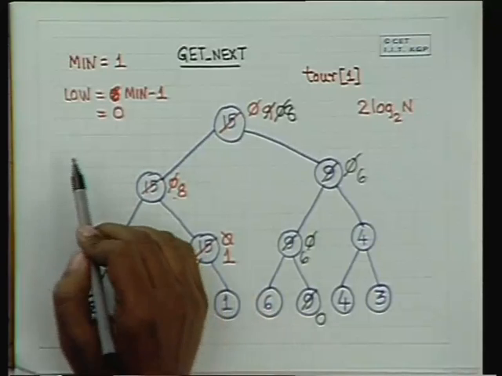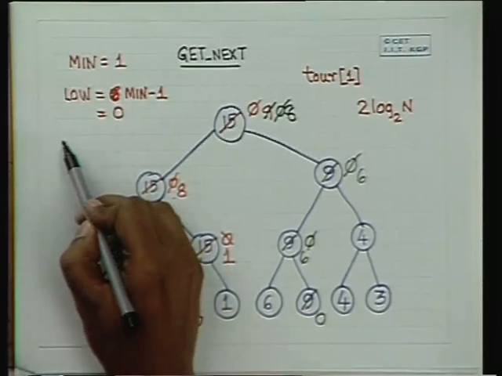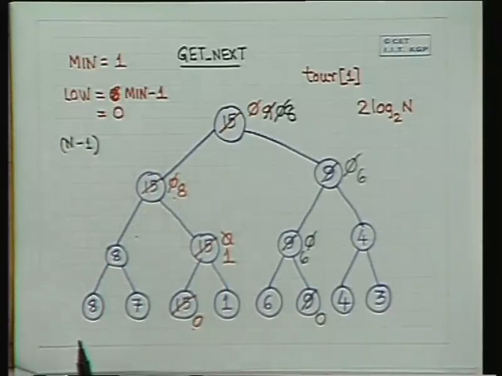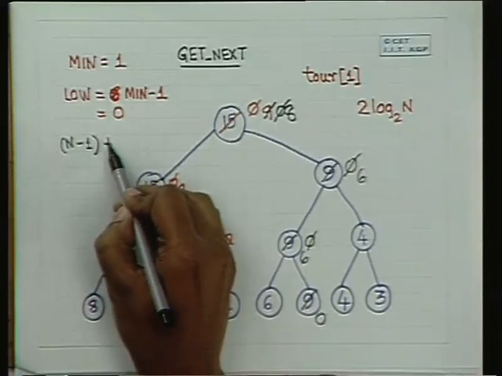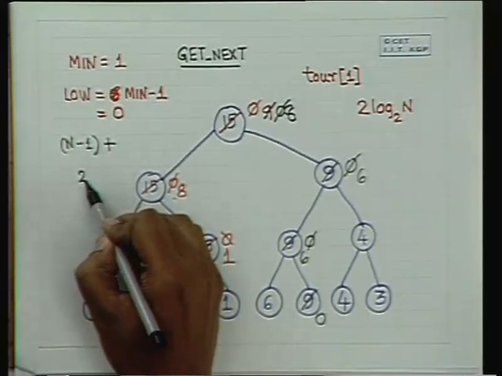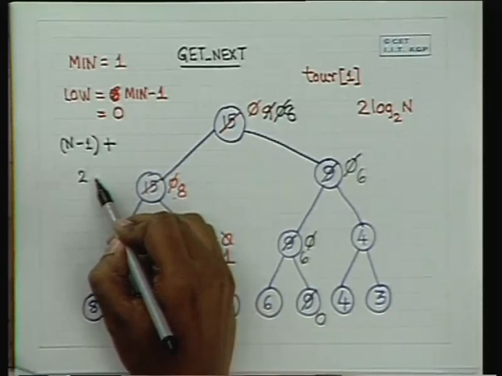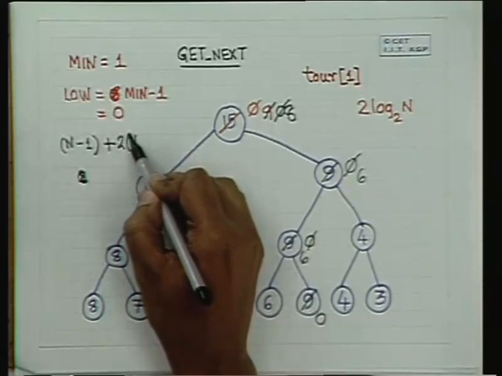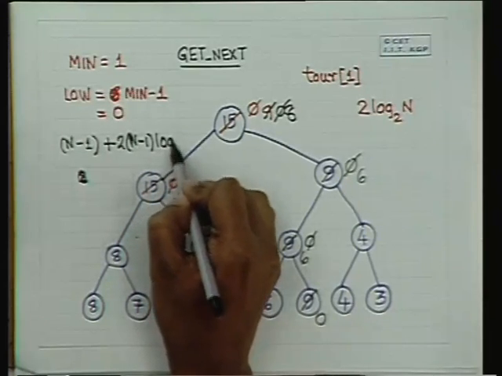And how much time are we going to take to do that? To build up the tournament, we took so much time. And for each such step going up and down in get next, we are going to take 2 into log 2n. So the total amount of time that we are going to take is 2n minus 1 log 2n.